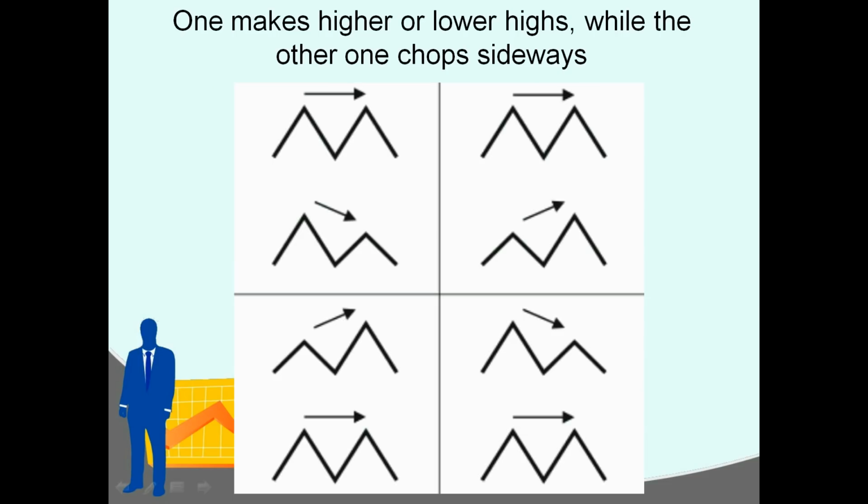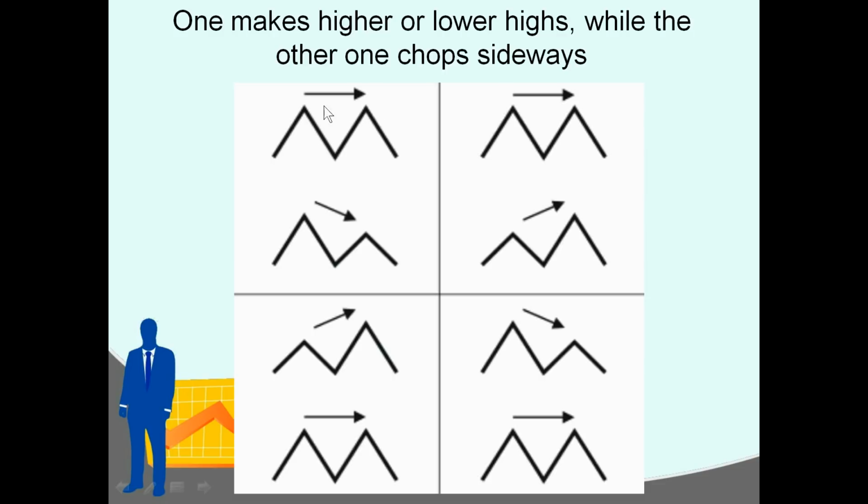But then there's another type that I think a lot of people tend to ignore, or they don't talk about as much, but I believe it's also significant for people who are into RSI divergences. It's the type where one, meaning either the candlesticks or the RSI, makes higher or lower highs, while the other one just chops sideways. In other words, the next high is neither higher nor lower than the previous high.